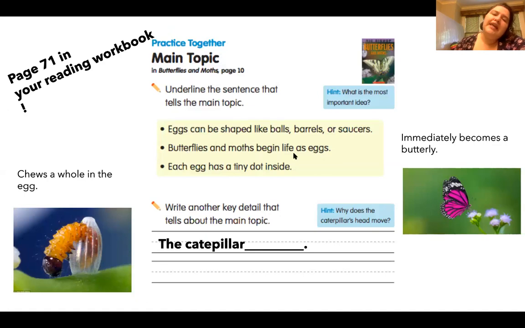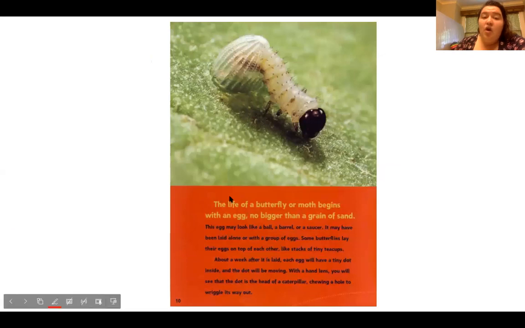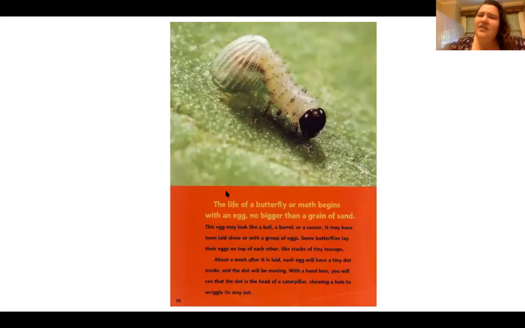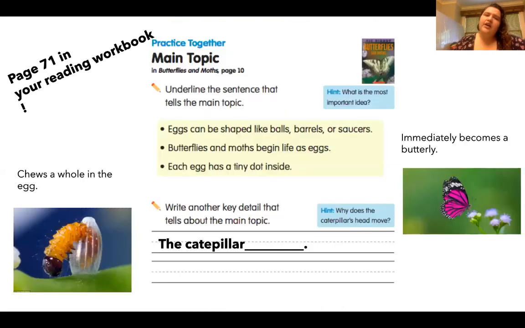Butterflies and moths begin life as eggs. Oh, that was like all what it's about. So maybe it's that one. Each egg has a tiny dot inside. Well, they only talked about the tiny dot one time. So I'm thinking, I don't think that's what the story is about. So which one do you think it is?